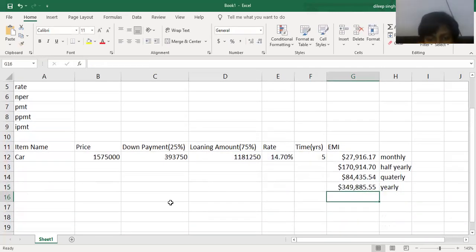Just see there. If we talk about the number of installments, if you want to calculate that, for example, that is the installment number.